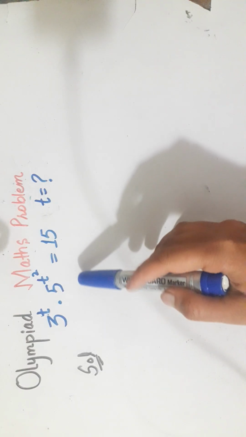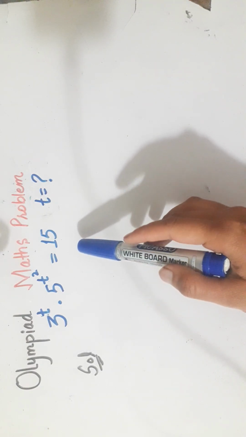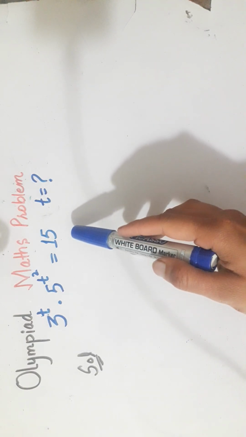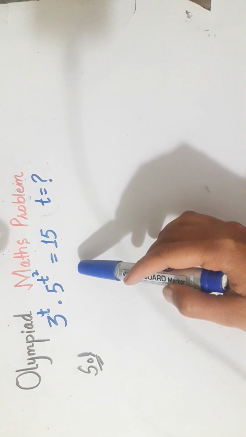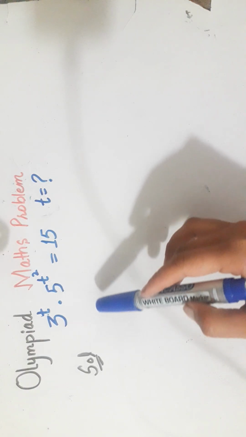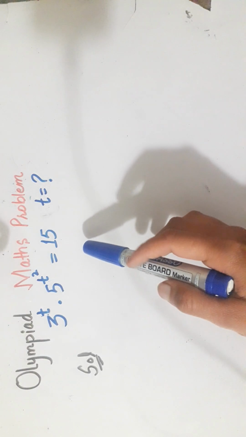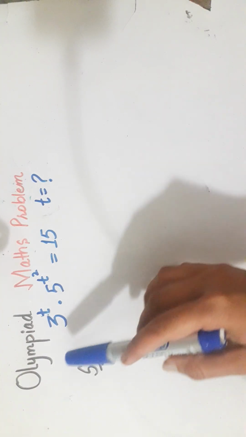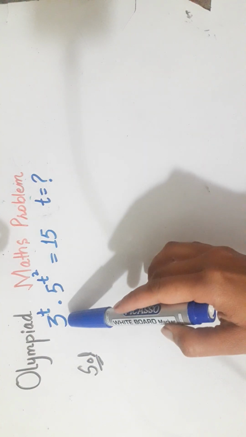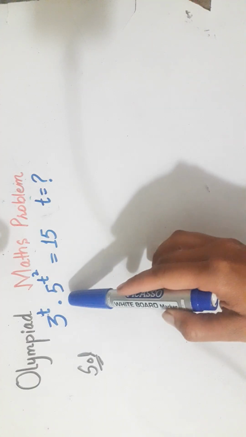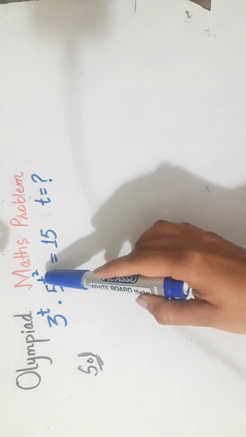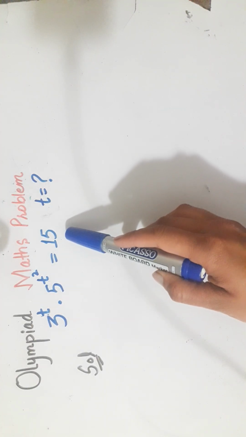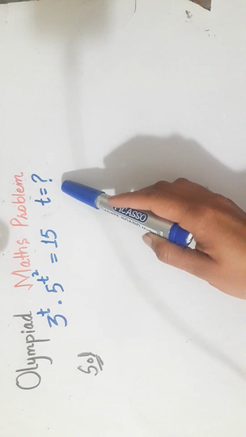This is one of those questions that test real understanding. Try it yourself first. There is a clever shortcut hidden inside. Let's uncover it now. Today's Olympiad math problem is 3 raised to power t into 5 raised to power t square equals 15. You have to find the value of t.